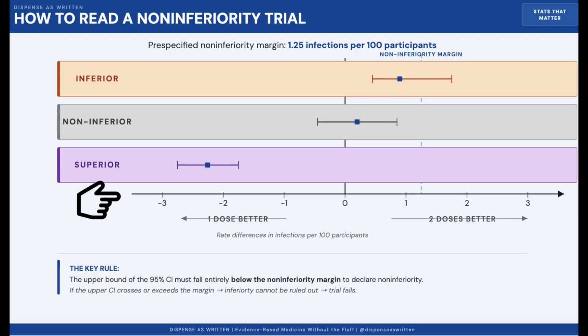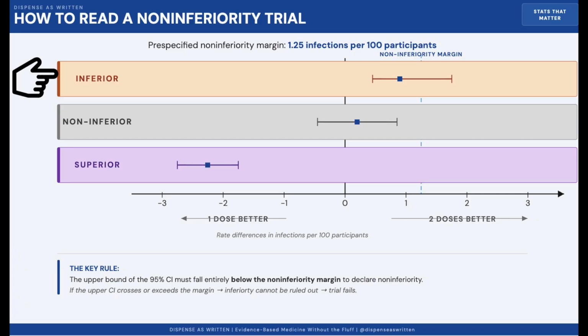There are a few possible outcomes when you're interpreting a non-inferiority trial. Let's take a look at this graphic. The x-axis shows the rate difference between the new treatment and the standard. 0 means identical. Move to the right, the old treatment is winning, and move to the left, and the new treatment is winning. The dashed vertical line on the right is the non-inferiority margin. In the HPV trial, that's 1.25 infections per 100 patients. Every confidence interval you see in a non-inferiority trial falls into one of these 3 zones.